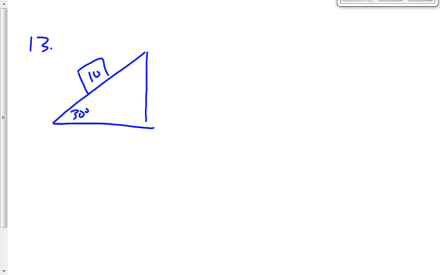13, the picture looks like this. We get an angle of 30 degrees right here. We get a mass of 10 kilograms. We've got an applied force of 80 newtons. And we're told that the acceleration is 1.5 meters per second squared upward.